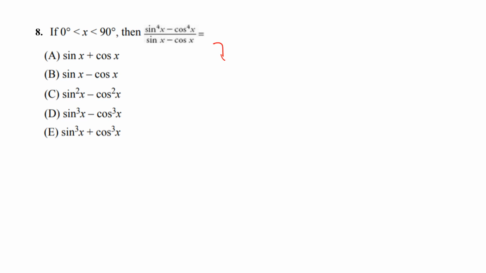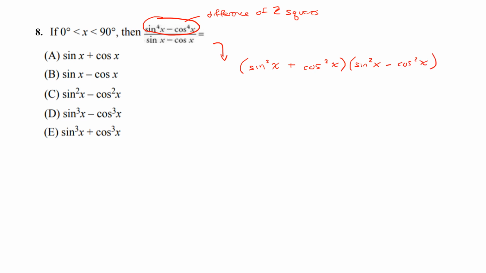The trick to solving this is understanding what this top is here. Again, we can identify that as a difference of two squares. Specifically, that's sine squared x plus cosine squared x times sine squared x minus cosine squared x. And if you don't believe me, if you FOIL this out, you will get the same as this top here. I'm going to divide all of that by what's in the denominator, sine of x minus cosine of x.